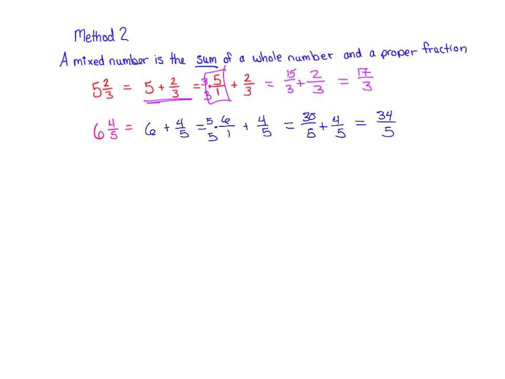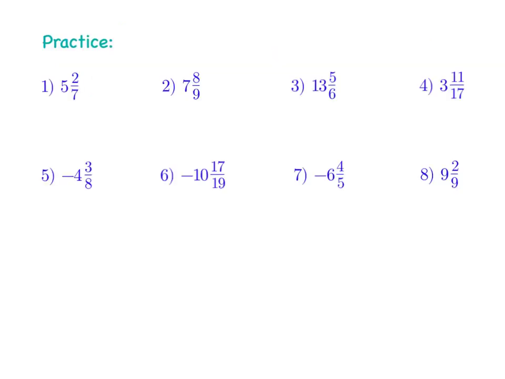As you probably noticed, method 1 was more efficient. It seemed like less steps. However, one thing I do like about this strategy is it keeps you reviewing what you have to do to add fractions, and it also makes clear that mixed numbers are actually the addition of the whole number and the proper fraction. Your choice. You have to convert these into improper fractions.